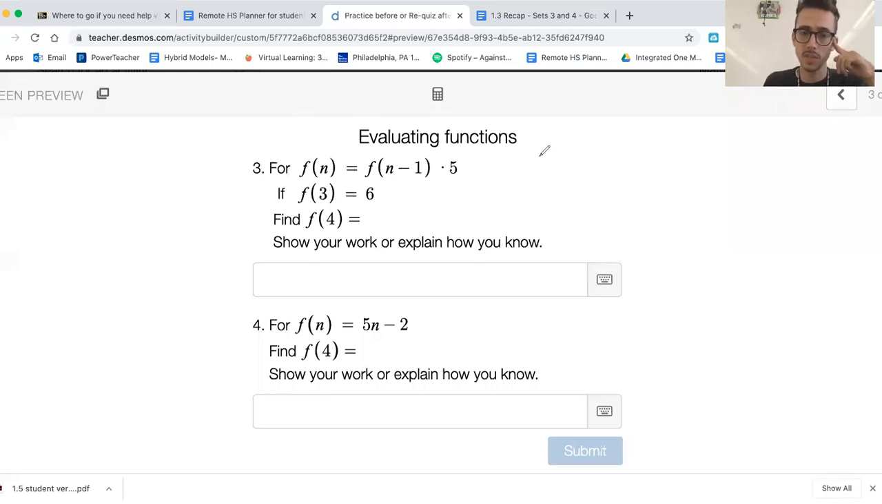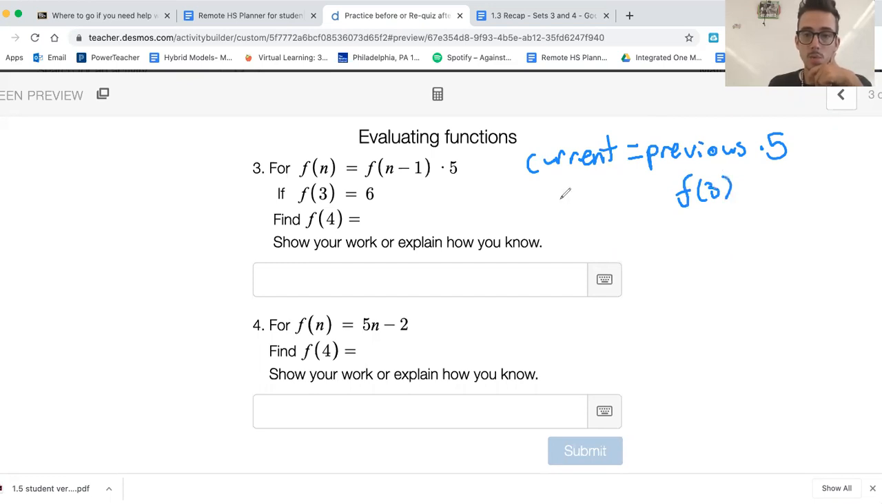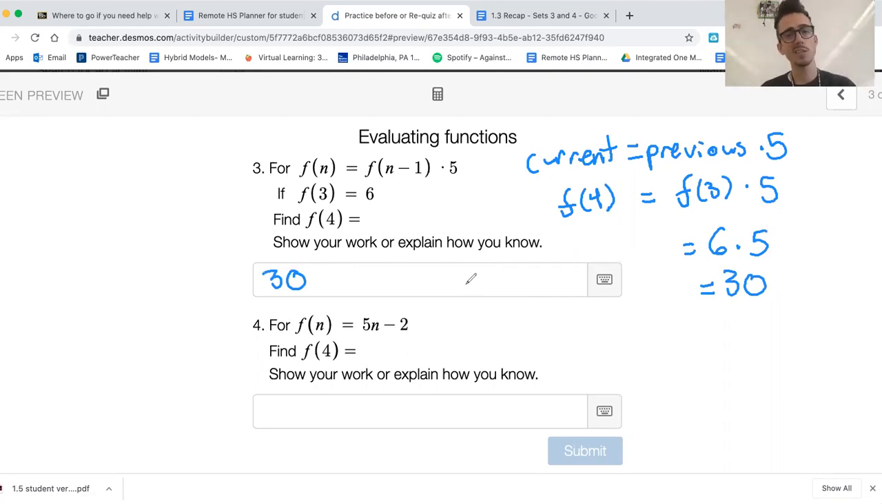So in words, I would say that this is the current equals our previous times 5. Notice I went from function notation to the word format. It's also saying if f of 3 equals 6, find f of 4. Well, if f of 3 is our previous term, and we are trying to find f of 4, we know that f of 3 is 6, and 6 times 5 is 30. That one's not too bad. Of course, you'll explain your work and say maybe I put this in words and I plugged in for n, or f of 3 over here.